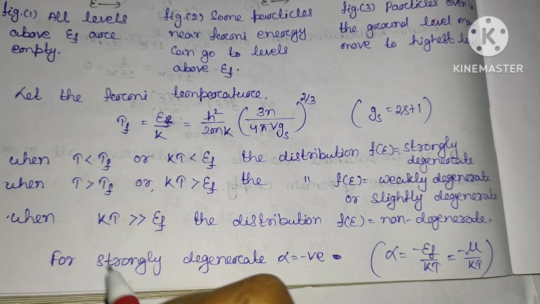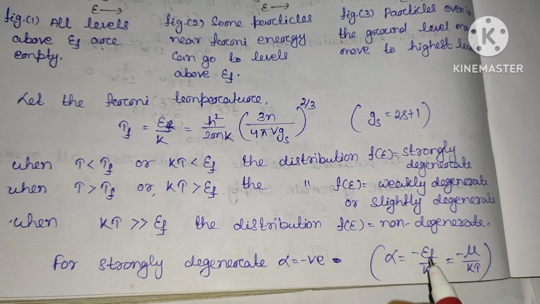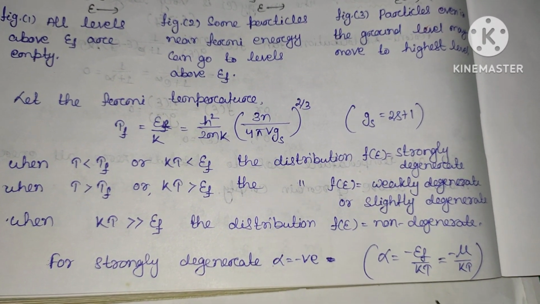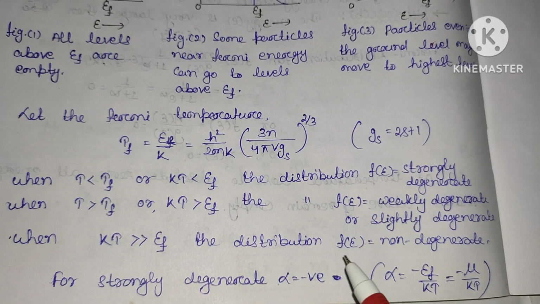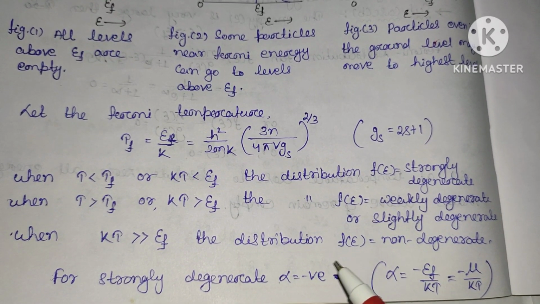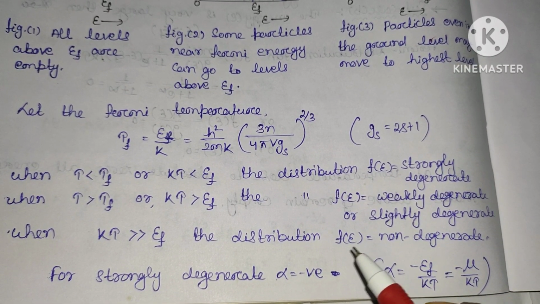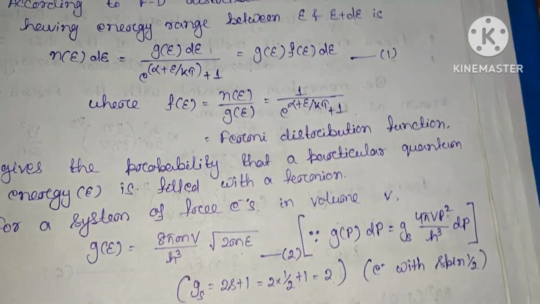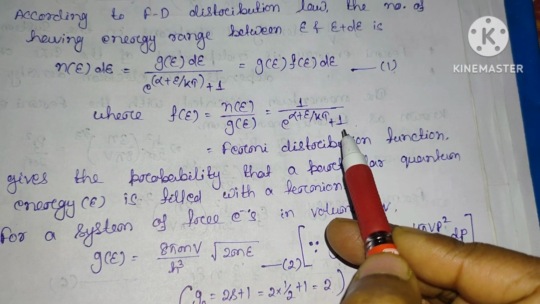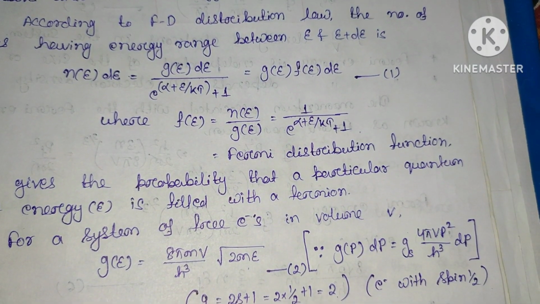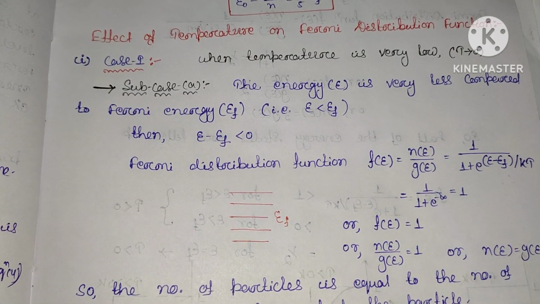For strongly degenerate, we can consider alpha as negative, where alpha equals minus EF by kT, that is equal to minus mu by kT. Where does this alpha come from? f of E equals 1 by 1 plus exponential (E minus EF) by kT. Before that we considered that f of E equals 1 by exponential (alpha plus E by kT) plus 1. This is all about the Fermi distribution function and its dependence on temperature.